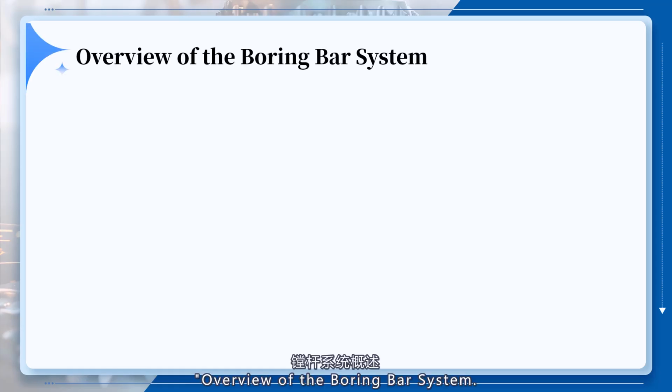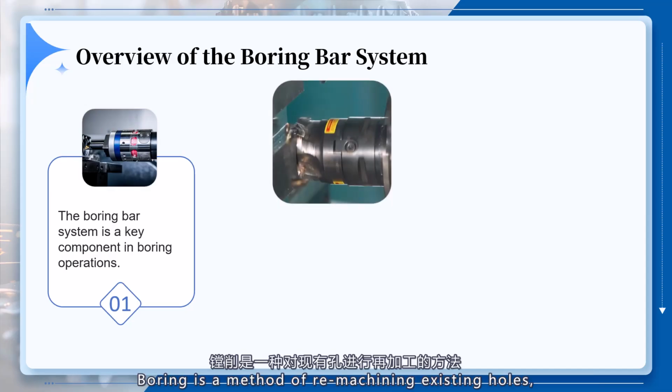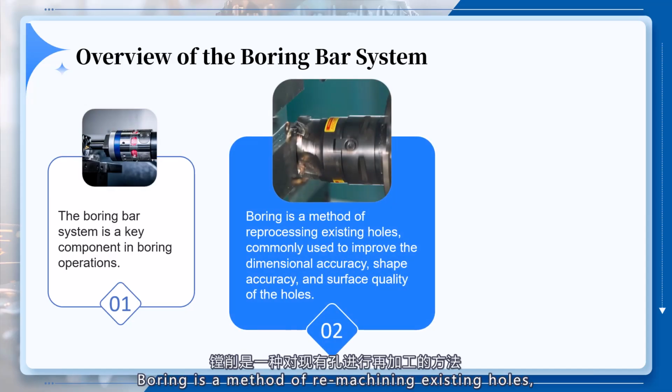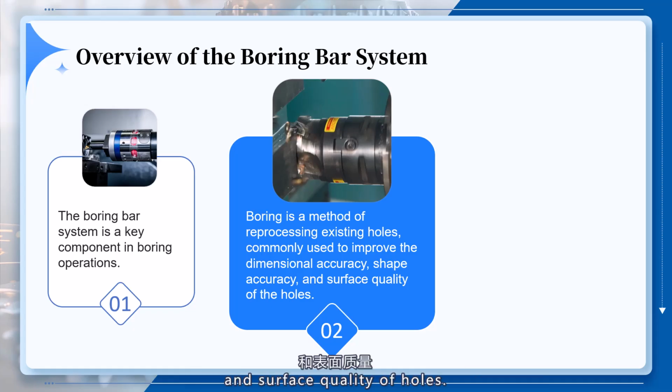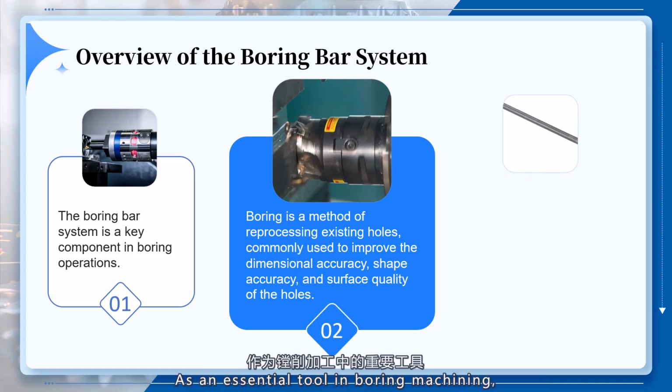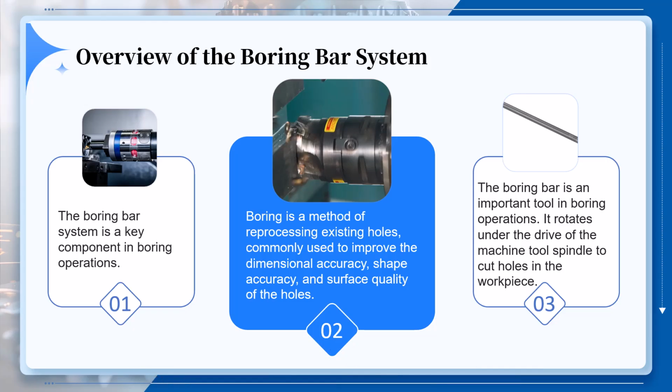Overview of the boring bar system. The boring bar system is a critical component in boring machining. Boring is a method of remachining existing holes commonly used to enhance the dimensional accuracy, shape accuracy, and surface quality of holes. As an essential tool in boring machining, the boring bar rotates under the drive of the machine tool spindle to cut the holes on the workpiece.